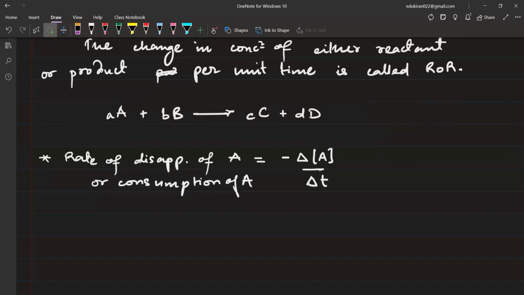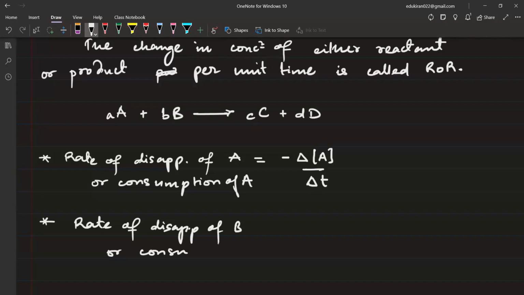Similarly, I can write, chalo, rate of, turn your mic on, guys. Rate of disappearance of B or consumption of B is equal to, kya ho jayega, batayein?